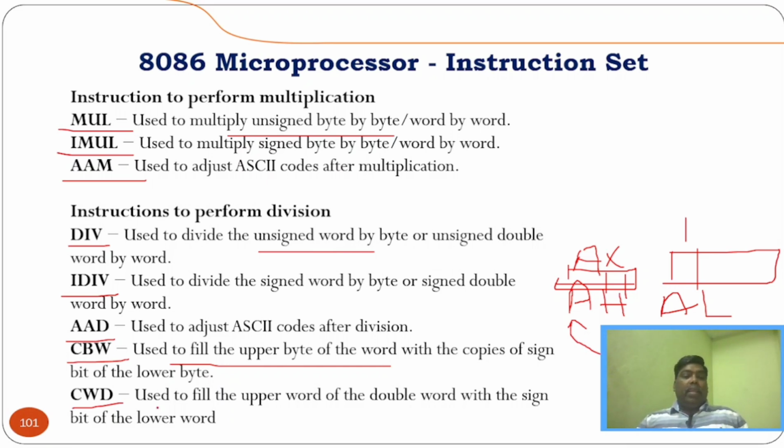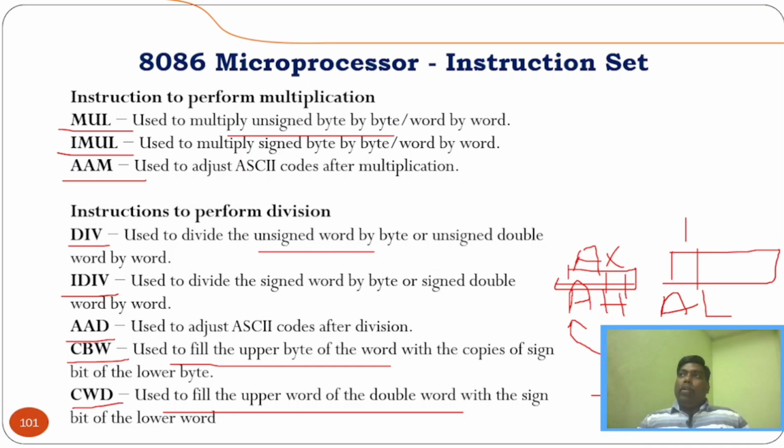Similarly, you can see here, CWD is used to fill the upper word of the double word with the sign bit of the lower word, right? What does it mean here? For CBW it is only upper byte and lower byte, but here it is upper word and double word. It's nothing but whenever we use a register pair, for example DX and AX, then it is called a double word.